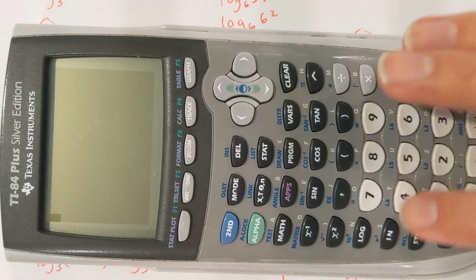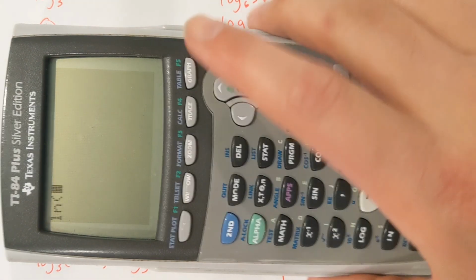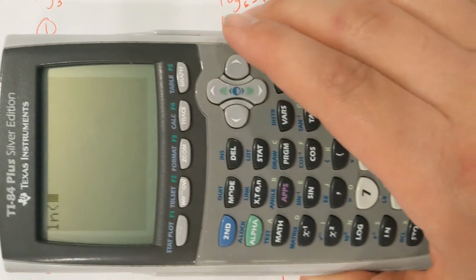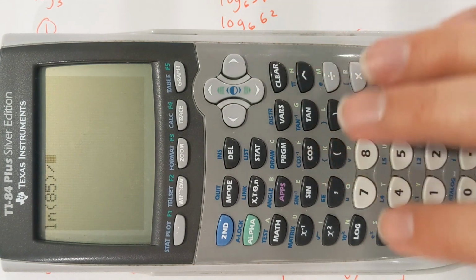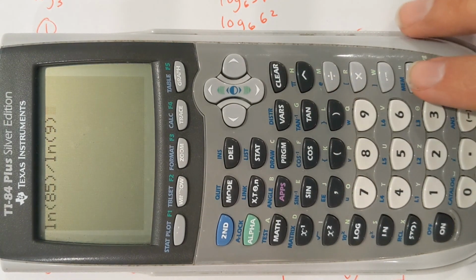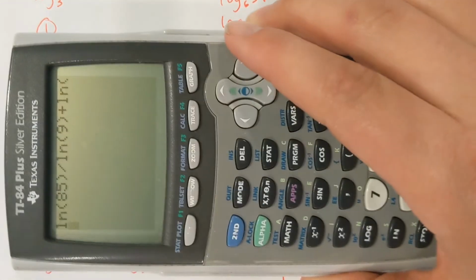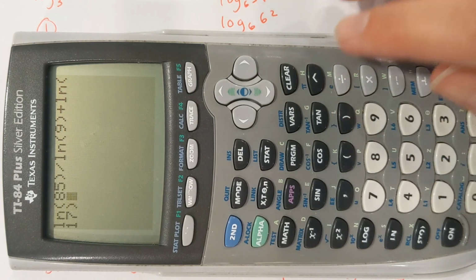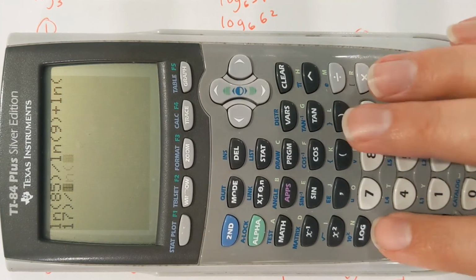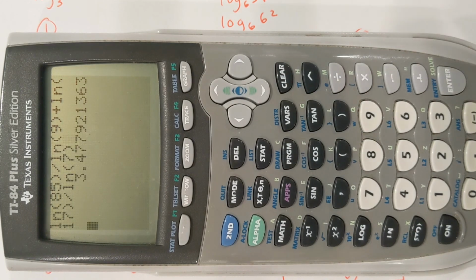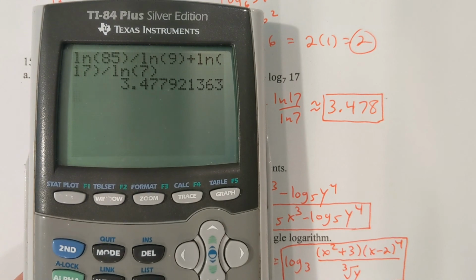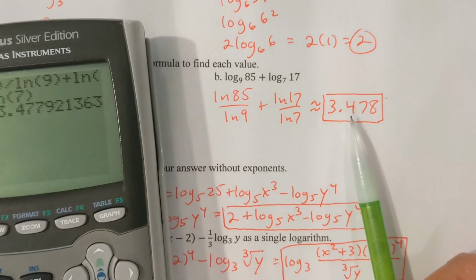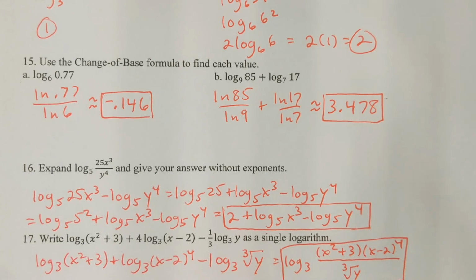So then I would go to the calculator and type this in here. You can type in the whole thing all at once if you want. ln of 85 divided by ln of 9, and then plus ln of 17 divided by ln of 7. Hit enter, and I'm getting 3.478 if I go nearest 3 digits on that. And that would be my answer then.